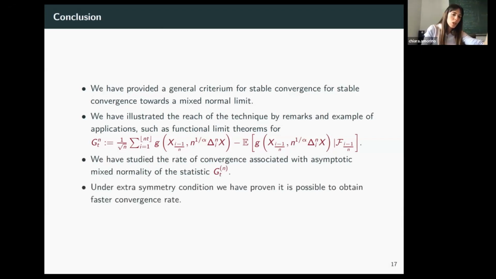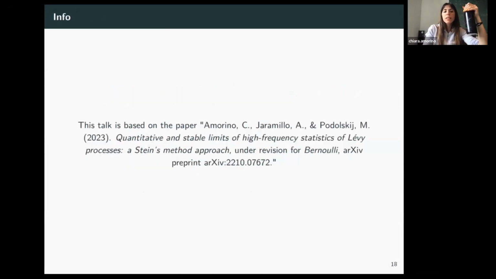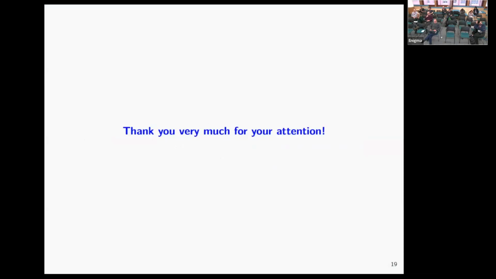So we have assessed the rate of this asymptotic Gaussianity through Stein's method. Adding some extra condition on the symmetry, we have proven that it's possible to improve this convergence rate and obtain something that was indeed the benchmark in the case of stable processes. More complicated for a general Levy. And that is all. The talk is based on this paper with Mark and Arturo. Thank you all for the attention.